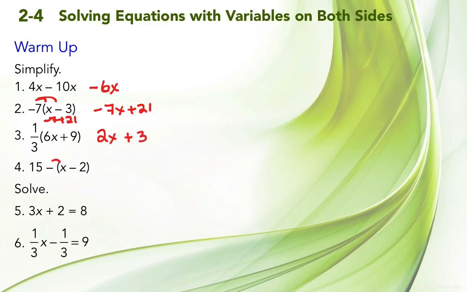And this one here, you're distributing the negative. So this would be a negative x and a positive 2. So you combine like terms here, the 15 and the positive 2, and you'll get 13 minus x. Or negative x plus 13, it doesn't matter.